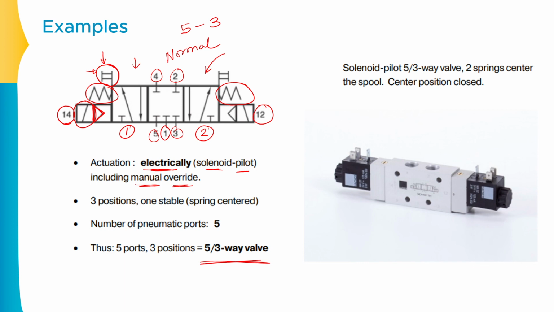Clear? So this is the 5/3 valve, a solenoid pilot valve having two springs, and the normal position is available in the center, so this is basically a spring centered valve. Okay. And as you can observe, the center position is ultimately the closed position. There is no fluid flow whenever it is in the center position, so we can say that this is a normally closed valve. Normally closed valve.